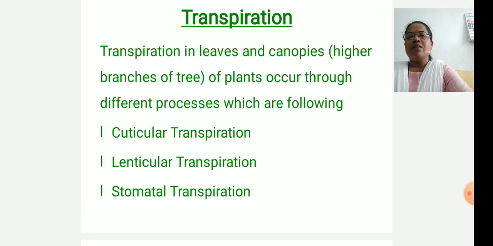Okay, now types of transpiration. Generally transpiration takes place through the leaves. A large amount of water gets evaporated in the form of water vapors through the leaves. But there are three main types of transpiration. First is cuticular transpiration, second one is lenticular transpiration, and third one is stomatal transpiration.